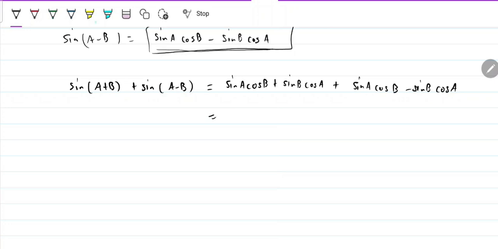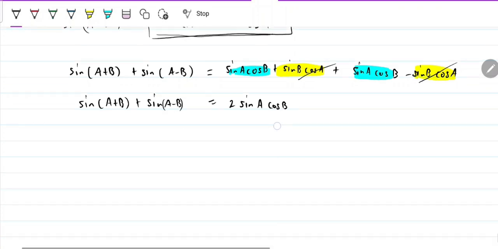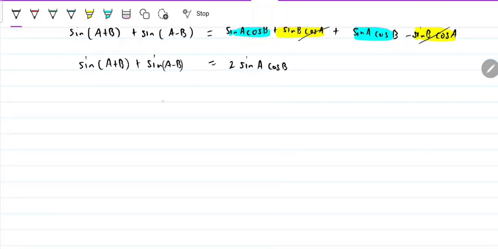right? And when we add them, if you take a look at this, you can see that these here are like terms. These here are also like terms, but they're subtracting, so they cancel out, right? Add these two together in blue, and we get 2 sine A cos B, right? It's the sine of A plus B plus the sine of A minus B. So switching this around, 2 sine A cos B is equal to sine A plus B plus sine A minus B.